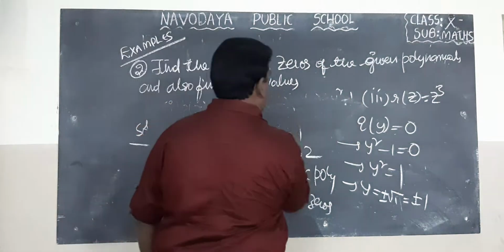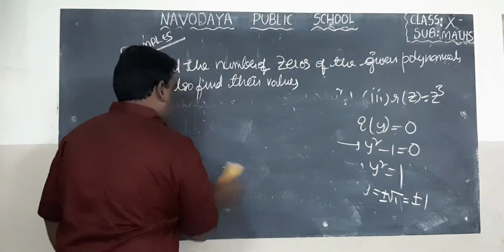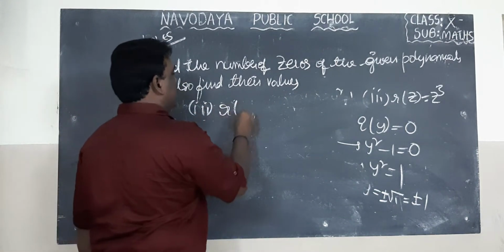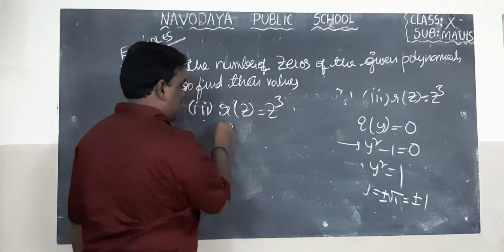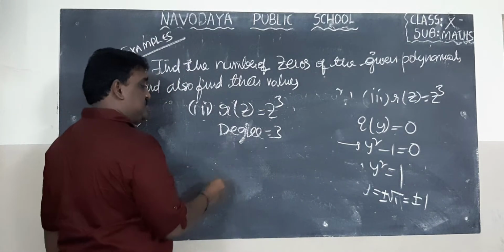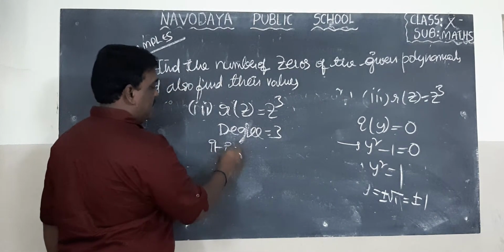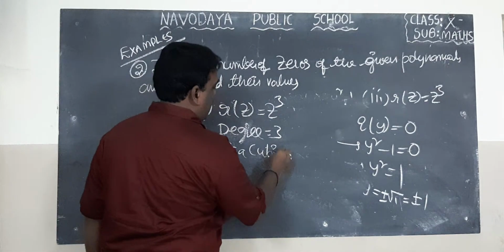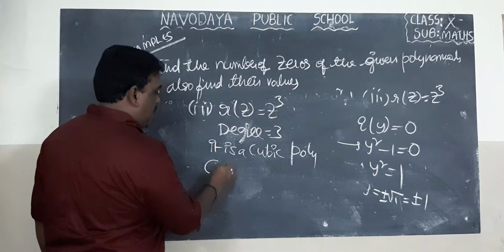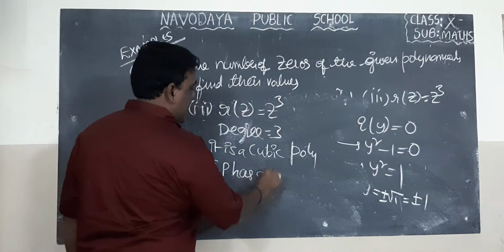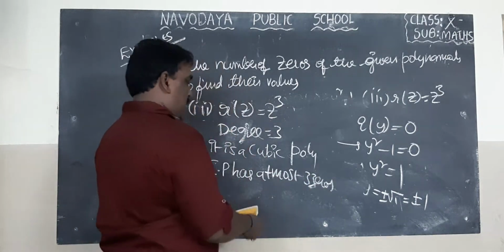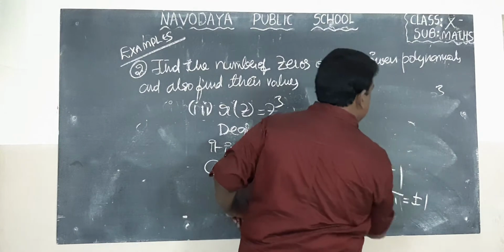See the third one, z cube. Third one solution. R of z equal to z cube. What is the degree? Degree equal to 3. Degree how much? 3. It is a cubic polynomial. A cubic polynomial has at most 3 zeros.